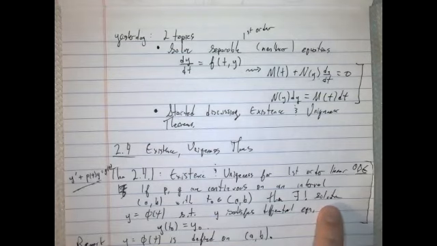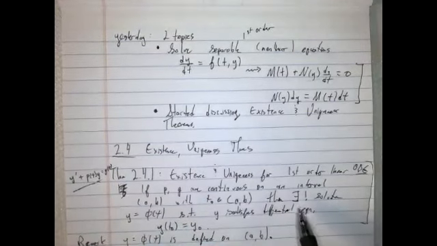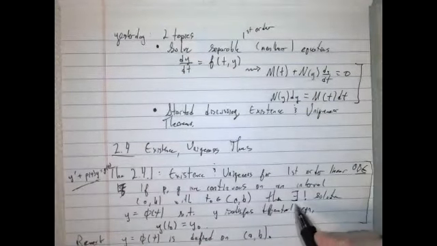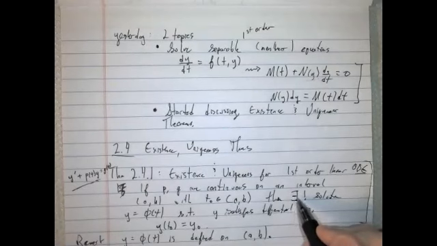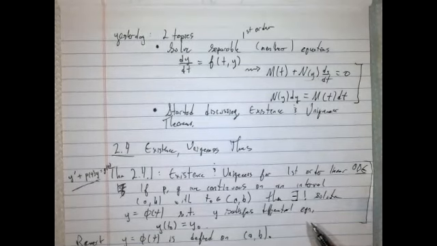So the little backwards E with an exclamation point, that means there exists. Yeah, so this is some notation from discrete math. The big backwards E is exists, and the big backwards E with an exclamation point is there exists a unique solution. Thank you. Yeah, sure.